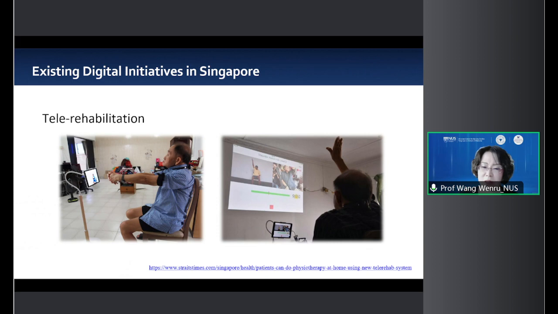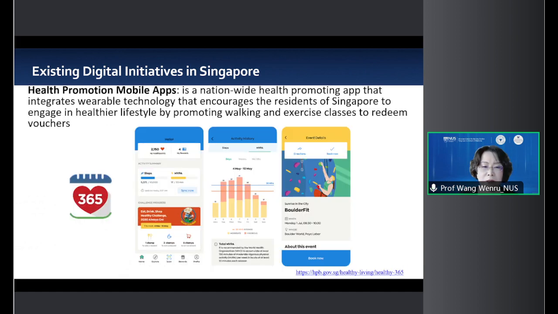This is especially important among the elderly, as improved functional status can reduce the risk of falls and also chronic diseases. In Singapore, there is a popular app. You can see this app called 365, meaning you are expected to use this app every day. This app was launched by the Health Promotion Board a couple of years ago. This 365 app is a nationwide health promoting app that integrates wearable technology to encourage people to adopt a healthier lifestyle by promoting walking and exercise classes.